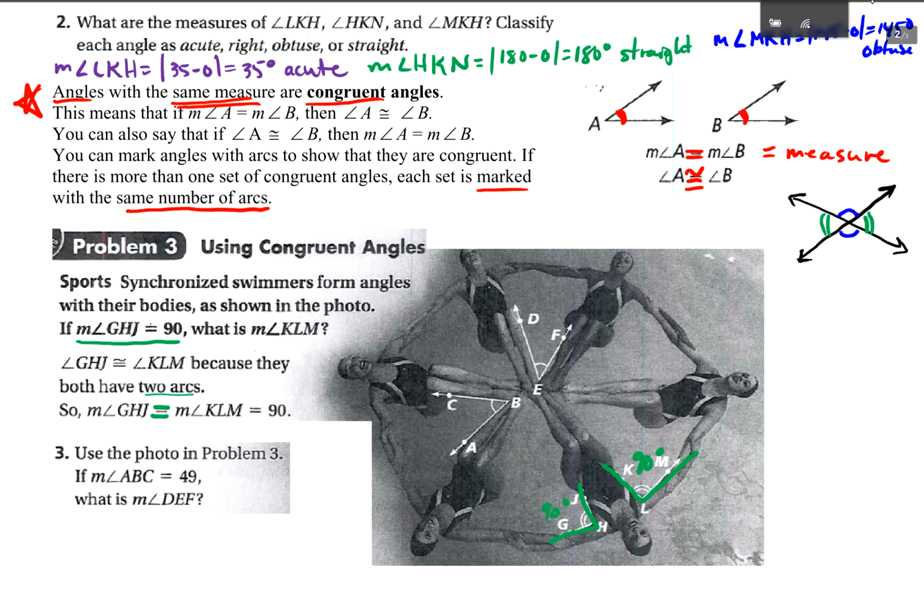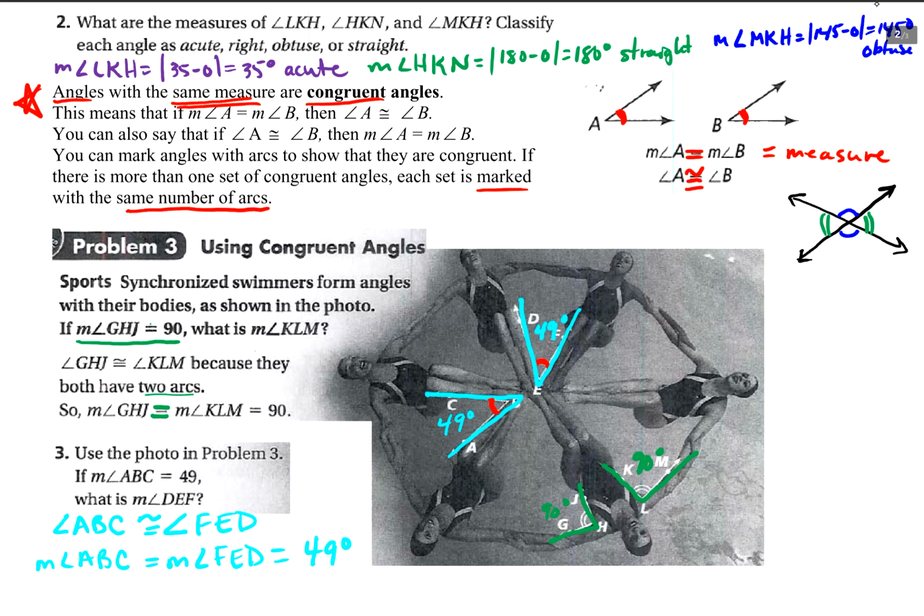Pause the video and do the next question. All right, that was a good one. We are told that the measure of angle ABC is 49 degrees. So I go and I find angle ABC. It's the one over here on the top left. And we label it 49 degrees.